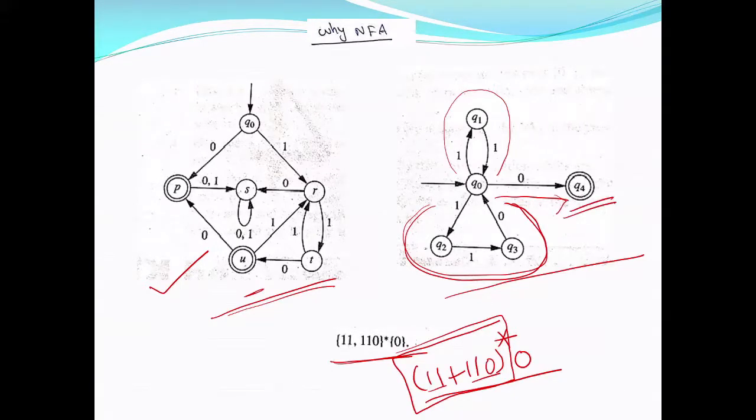Now you see 1 1 or 1 1 0 repeated any number of times, and 1 0 followed by the last 0, I am coming to Q4. So this is the NFA. You see how easy it is to draw an NFA for a given regular expression. That is why we have gone for designing of NFA.